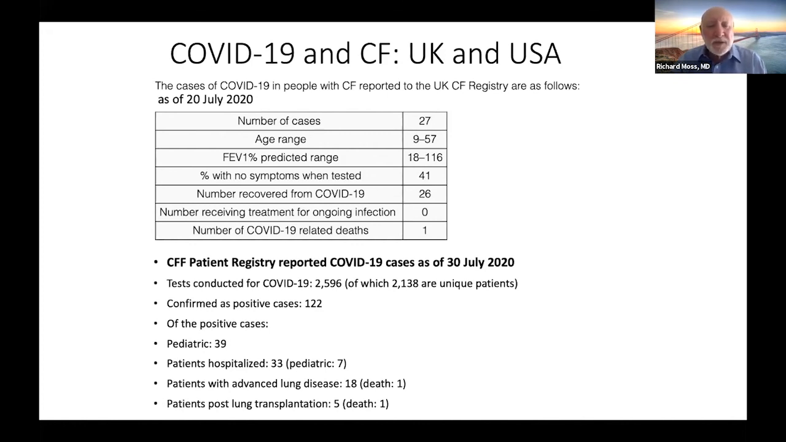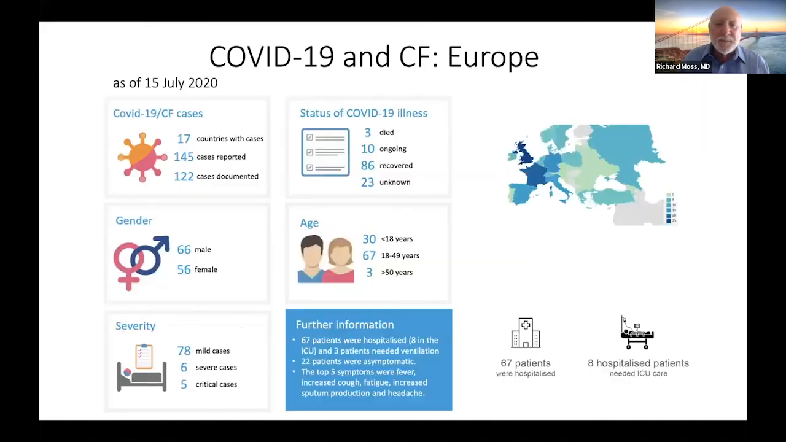And then when we turn to the CF registry, we have, as of just earlier this week, over 2,000 patients who have been tested, with 122 positive cases reported. About a third of these are pediatric cases. The majority of those have been adults, and hospitalizations have also occurred in about a quarter of the cases, but only 2 deaths, one in a patient with advanced lung disease and one in a transplant patient.